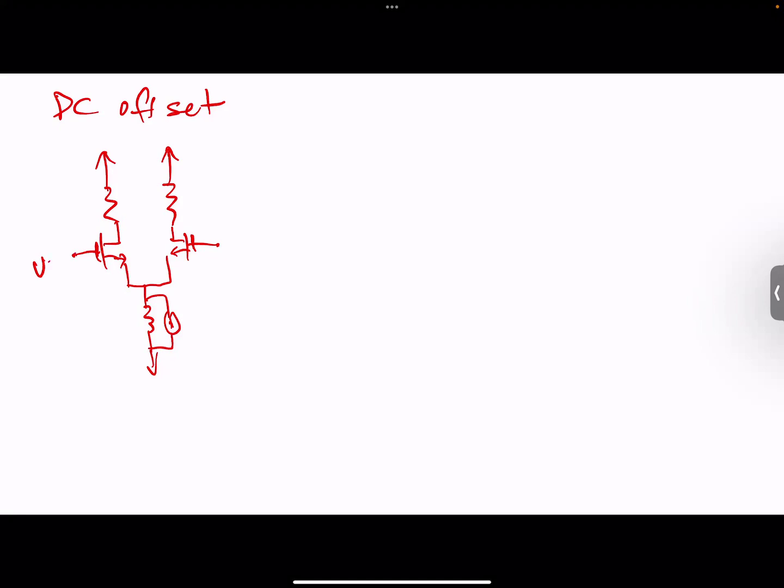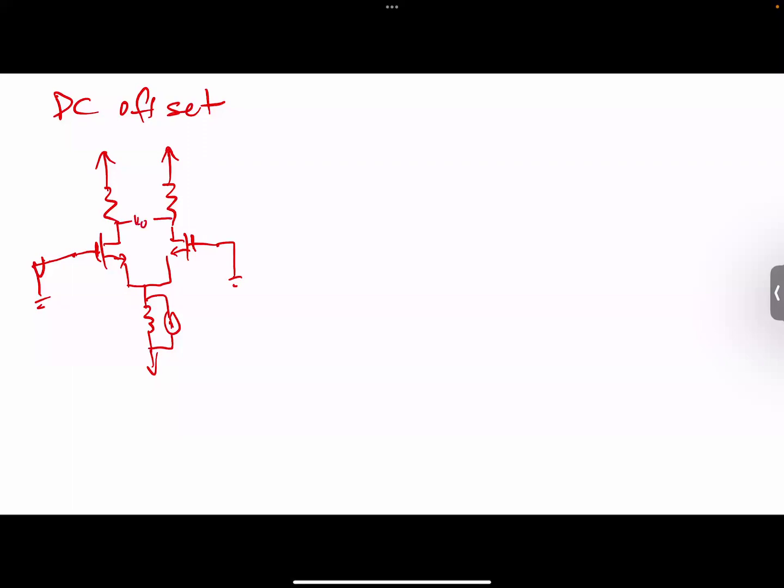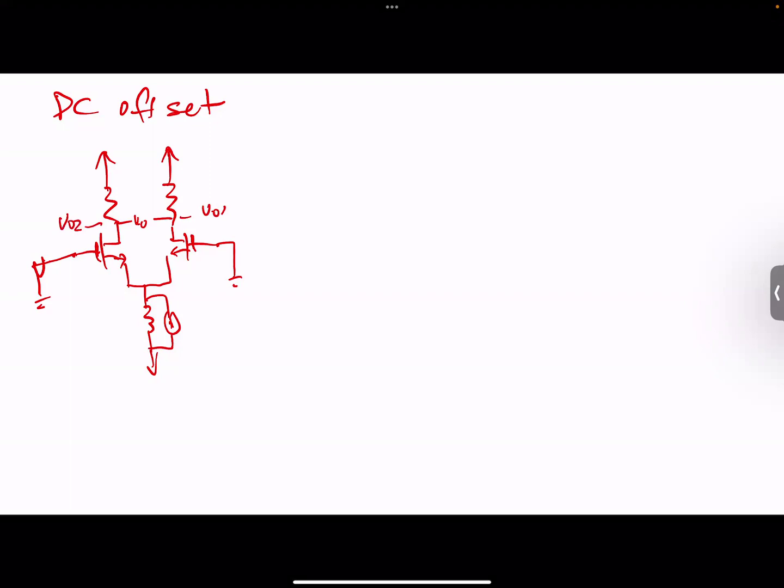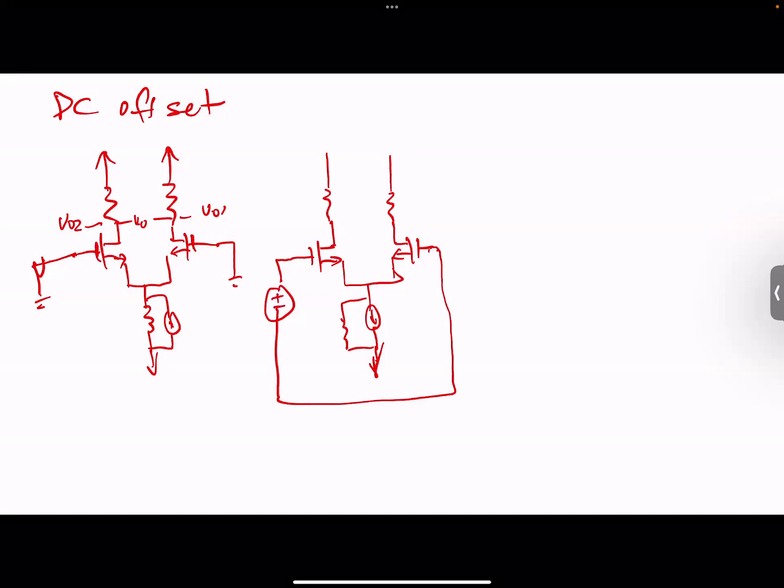Okay. So we have two cases that we're going to look at. One case is that we're going to ground both of the gates. And in the next case, we're going to have a common mode input. So instead, we're going to connect a voltage source over here.